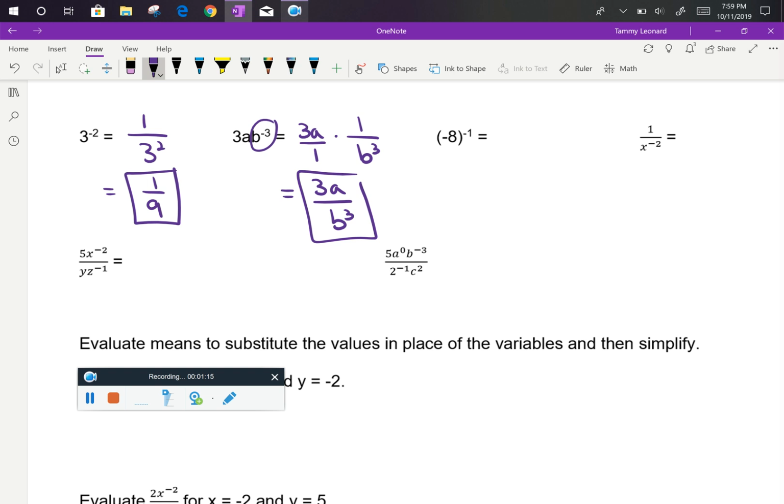A lot of times we'll skip that middle step and just go straight to moving b to the negative third into the denominator, leaving 3a in the numerator.